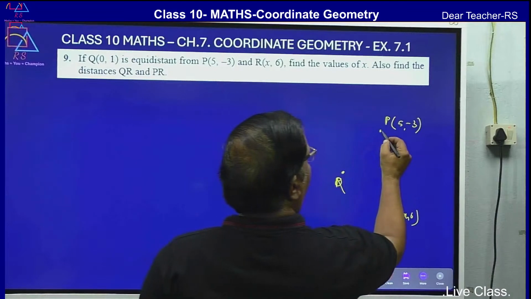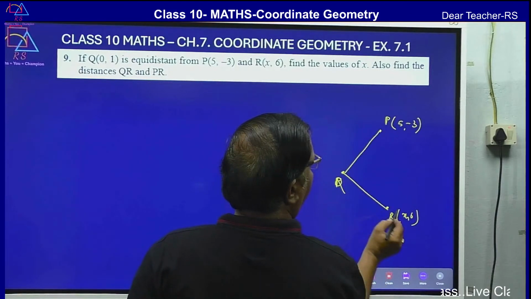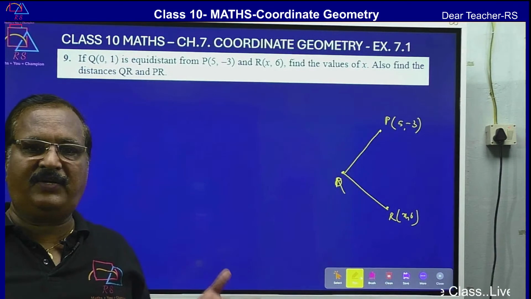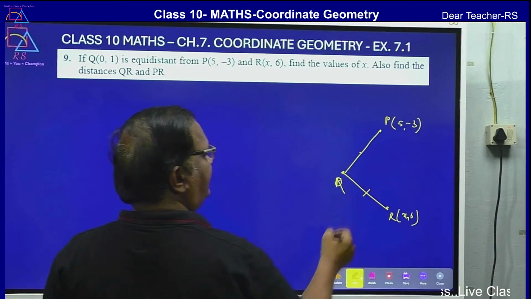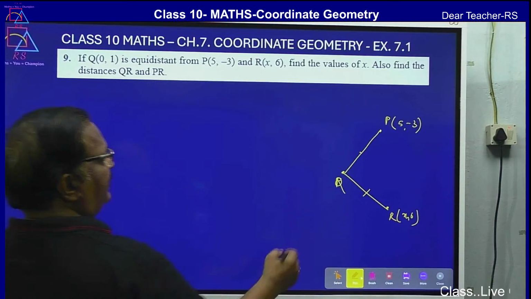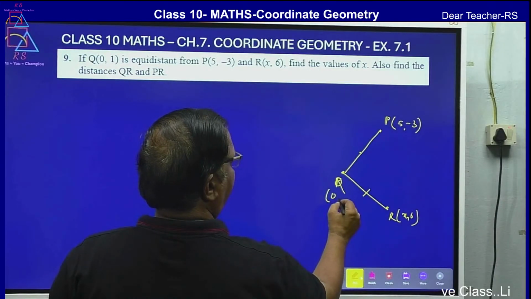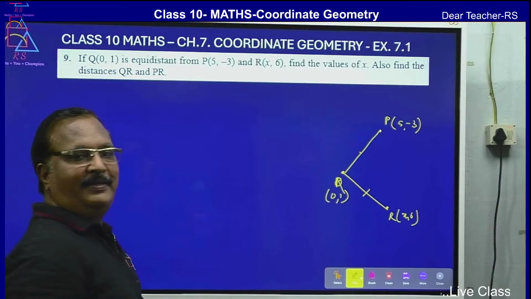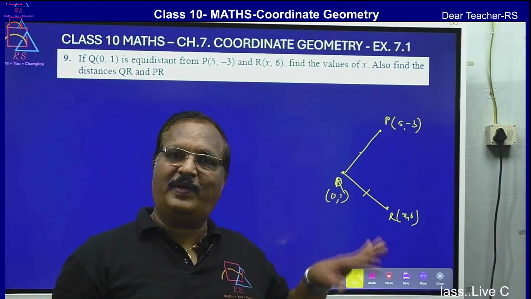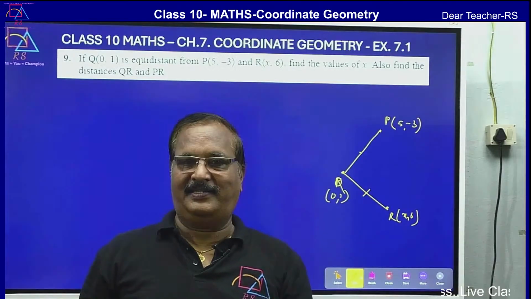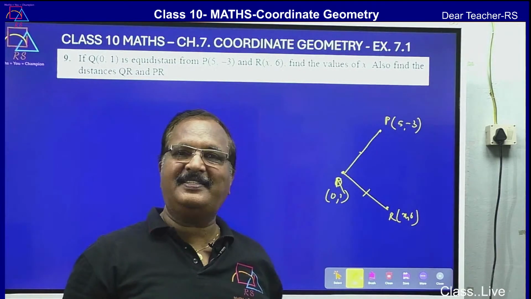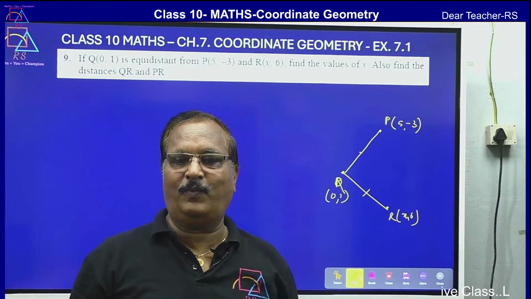Now PQ is equal to, equidistant means equal distances. That means these two distances are equal. So then what is Q? (0, 1). 0, 1 means lying on one axis. If one of the coordinates is 0, then it will be lying on the axis. So because the x coordinate is 0, therefore it lies on the y axis.